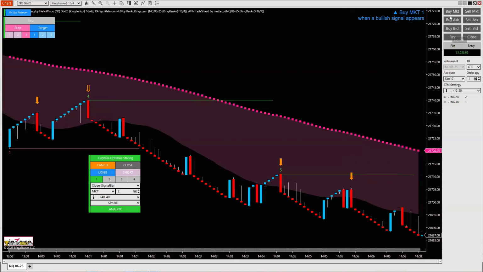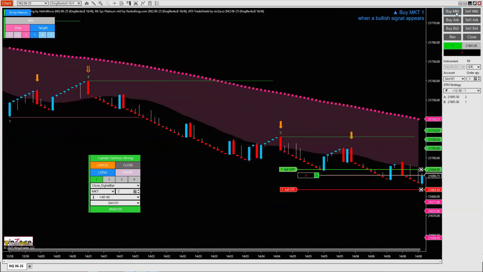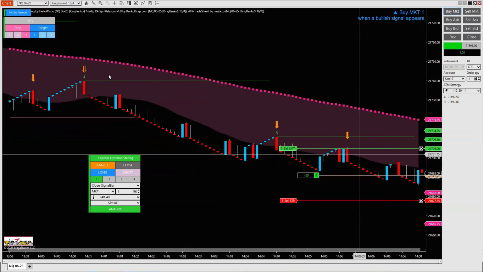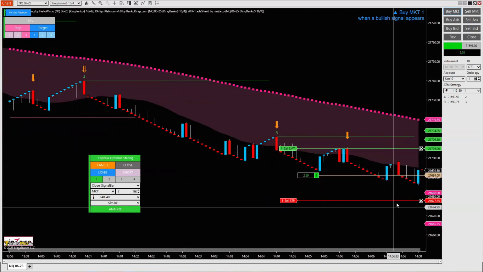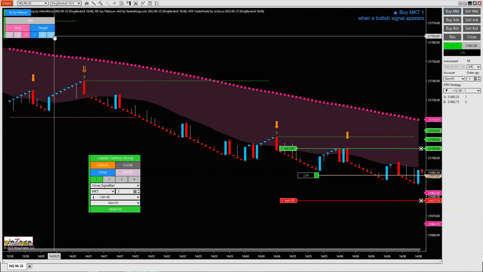But for example, let's say I want to go counter trend. Let's say I want to buy, right? So I'm going to do this manually, just for demonstration purposes. Hopefully it works. Okay, so I'm going to buy, and ATR-TradeShield immediately determines the targets and the stop based on volatility. And I can change that.